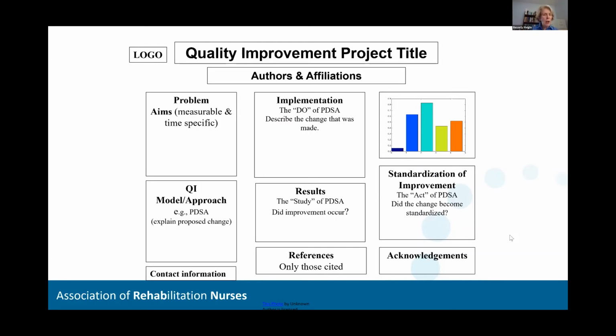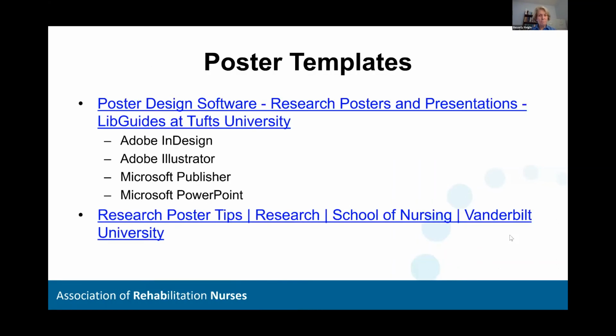And so this one is problem and QI, and then your implementation, your results, and standardization of improvement and acknowledgments. Again, see, I have references and acknowledgments in a different place. Again, just an idea, but important for you to think about the layout.